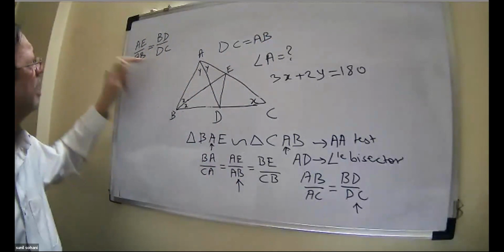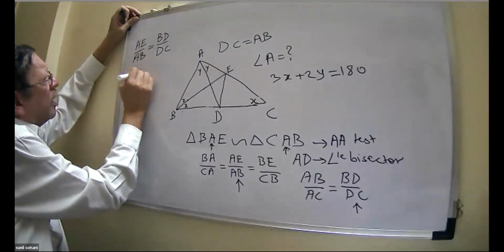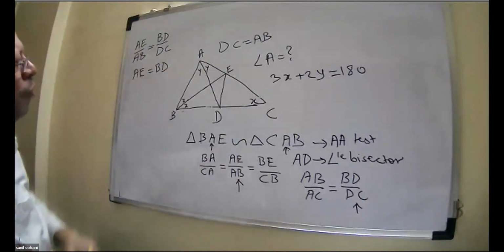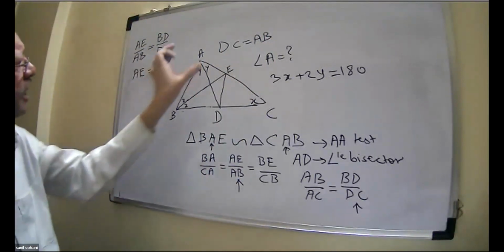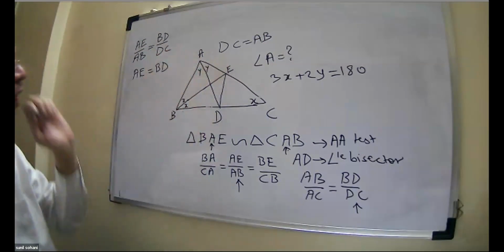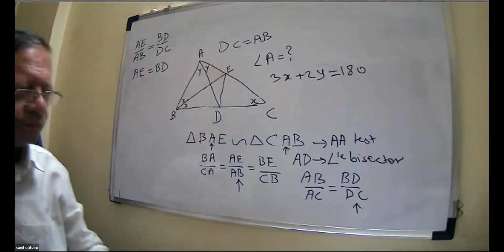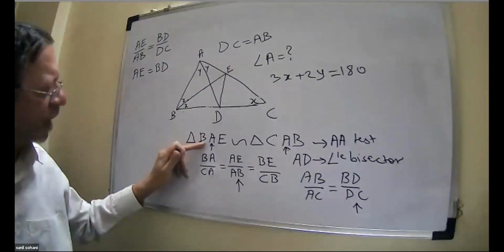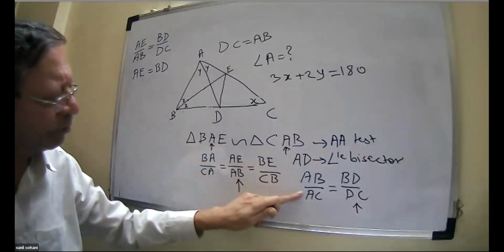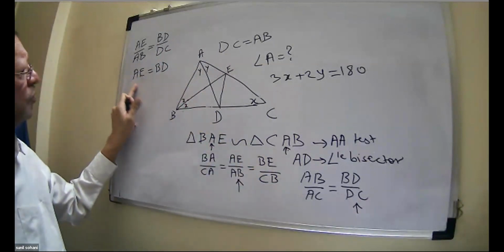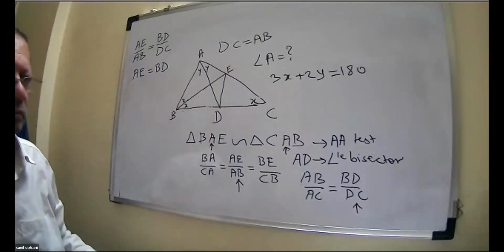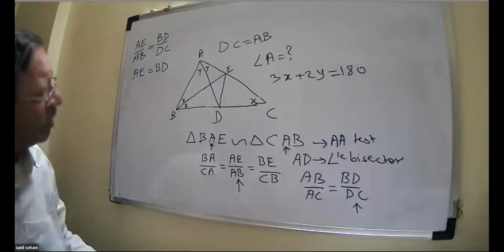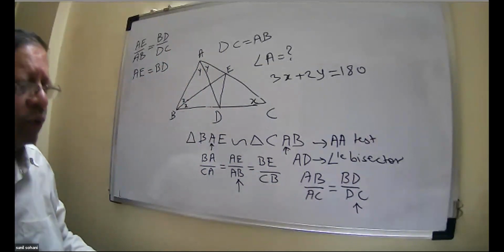So they will get cancelled out and we have AE is exactly equal to BD. Something more information will be found. So AE is equal to BD. By using similar triangles and the angle bisector theorem, we reach this point that AE is equal to BD. Basically we are trying to prove that ED is going to be parallel to AB. So we are going towards that.